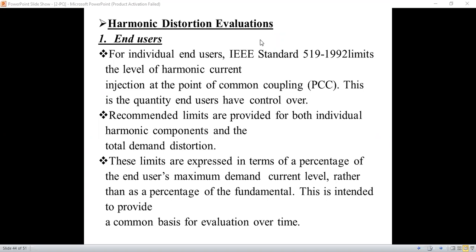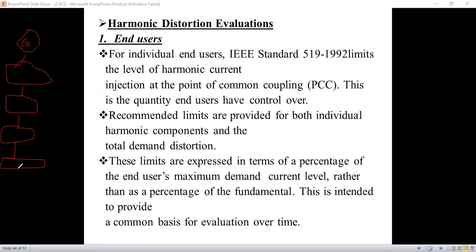Based on that, we are going to evaluate the harmonics at three places. The first one is called end users. I drew one diagram yesterday. First the generation starts, then from generation we do the primary transmission, next the secondary transmission, and next we go for the distribution system, called primary distribution and secondary distribution.